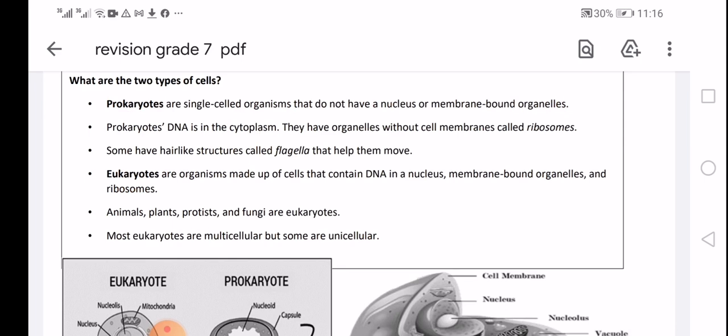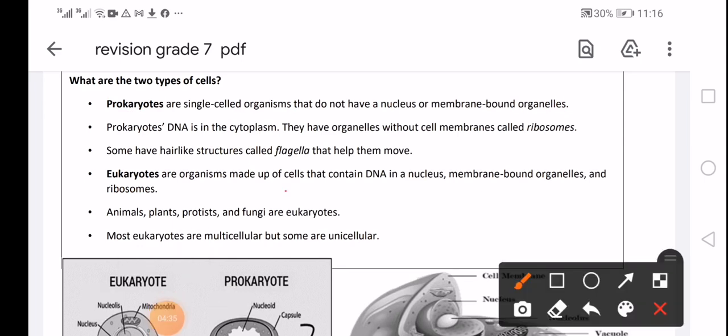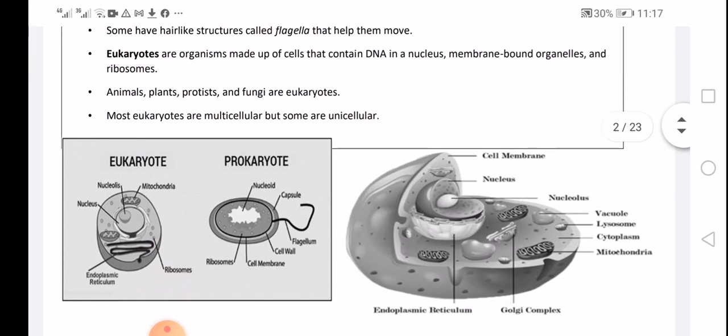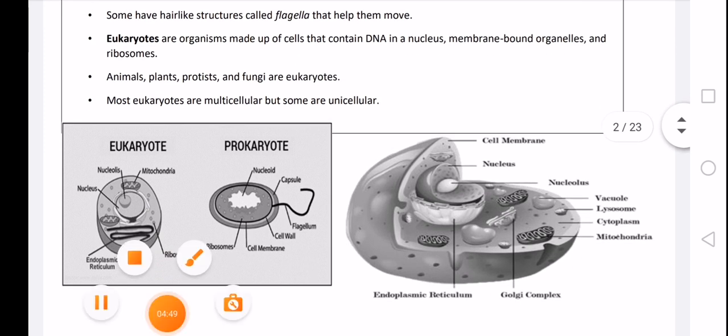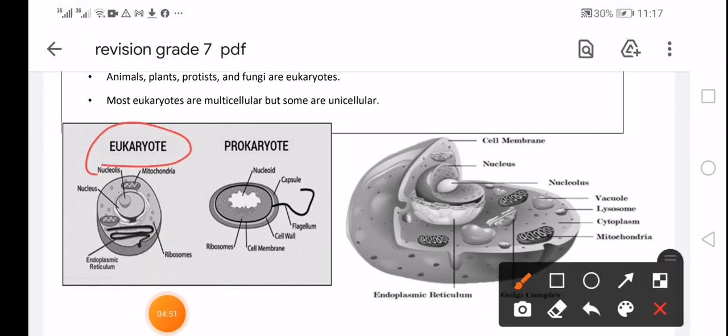Second type of cells, eukaryotes, like plants and animals. They are organisms made up of cells that contain DNA in a nucleus, and have membrane-bound organelles and ribosomes, like animals, plants, protists, and fungi. This is the difference between eukaryotes like plants and animals, and prokaryotes, which do not have a nucleus, so their DNA is present in the cytoplasm. So like this, this is the DNA for a prokaryote, which has a hair-like structure.